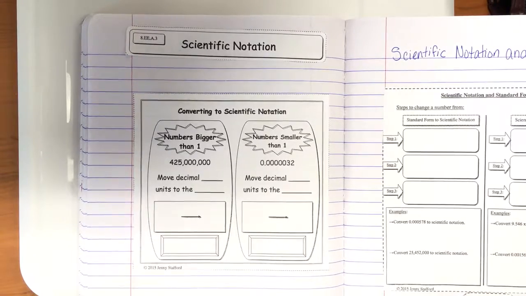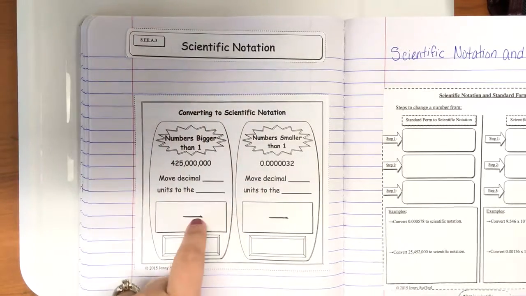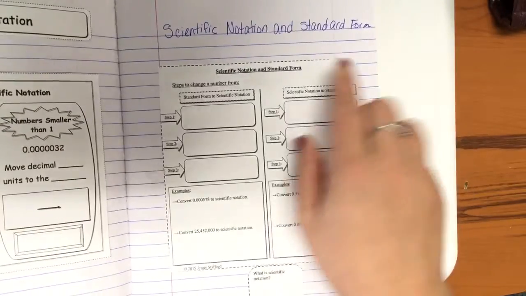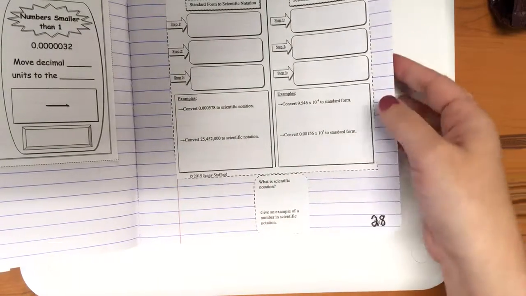Okay, so we only want a few sections from these two pages. We want the title, we want converting to scientific notation, the scientific notation in standard form, and the small box that is the question. And this is how you're going to glue it in your notebook.